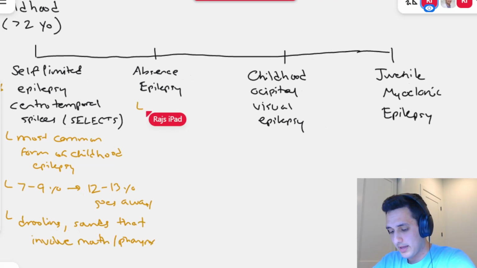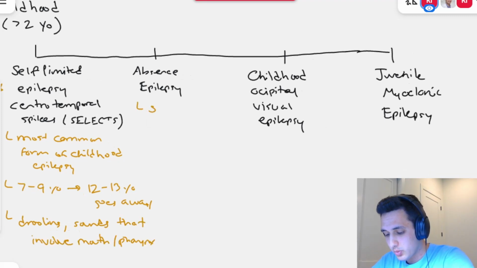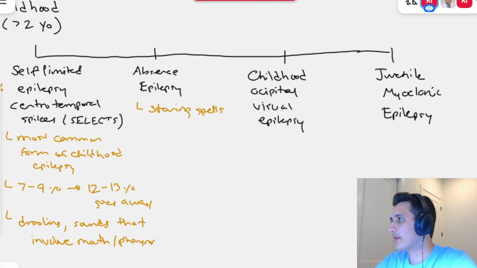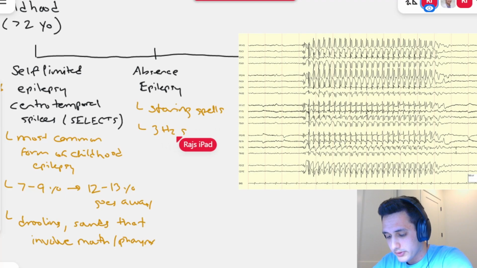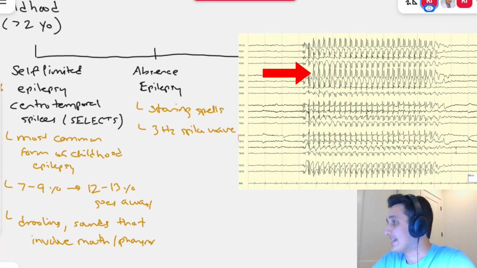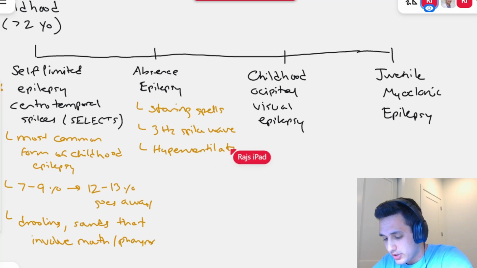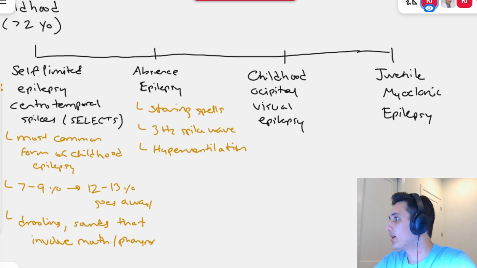Absence epilepsy, the next one, is characterized, like I said, by staring spells. And these kids sometimes are even mistaken for having ADHD in class when they're actually having absence seizures in their classroom. There's a characteristic 3 Hertz spike wave discharge in these EEGs. And this 3 Hertz spike wave discharge is actually activated by what's called hyperventilation, which is something that we do during EEGs to provoke seizures so that we can see them on the EEG.